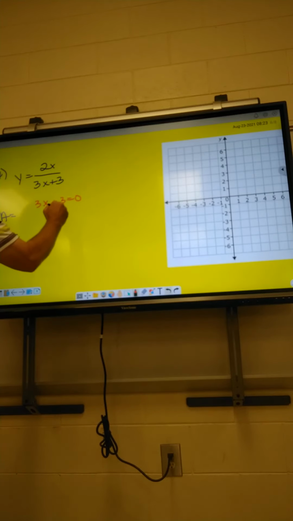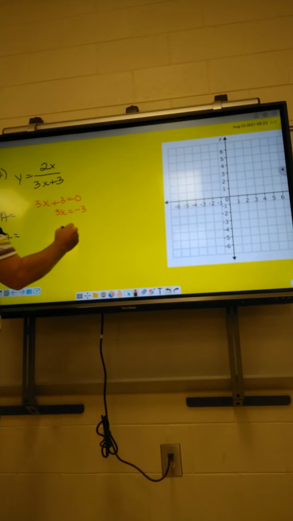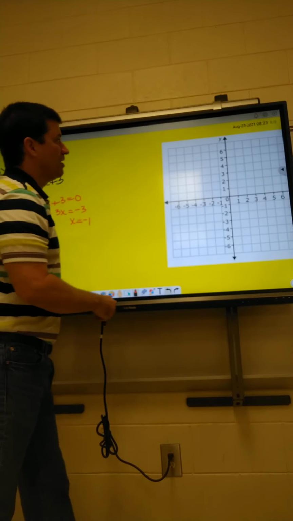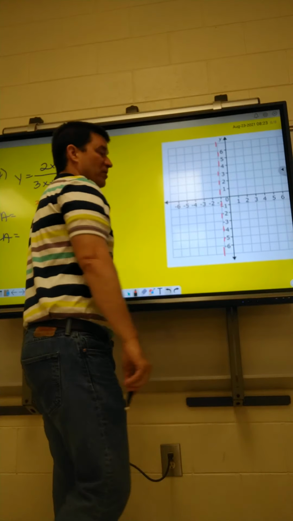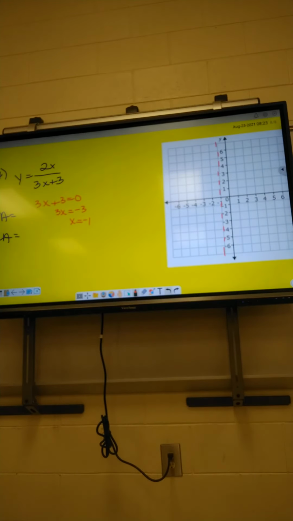Move plus 3 over. And now divide. So I got negative 1. So we need a dotted line at negative 1. With a color, remember, if you've got one.